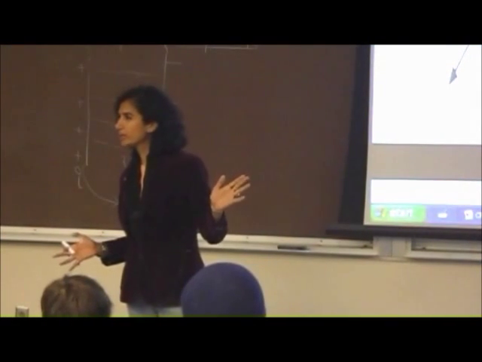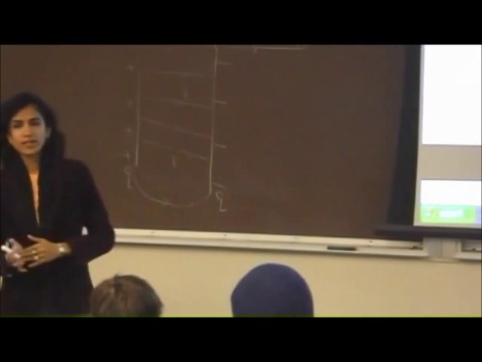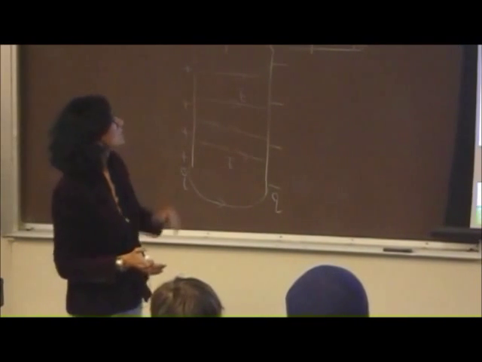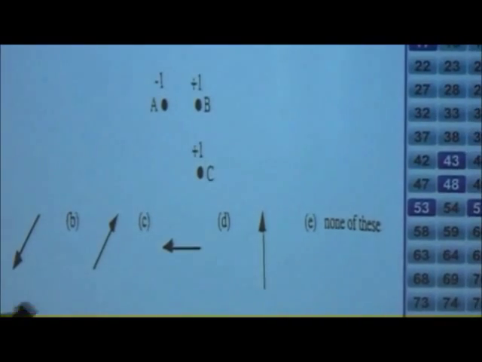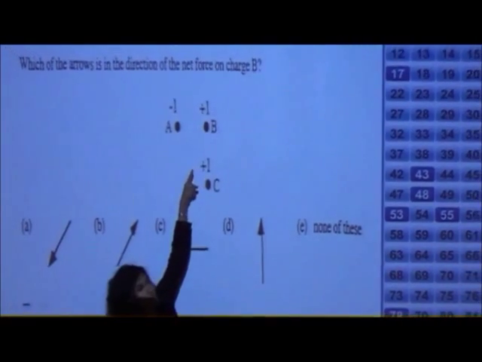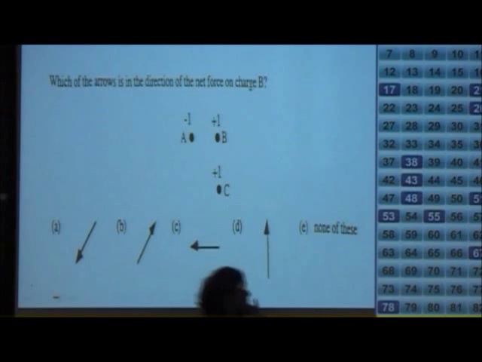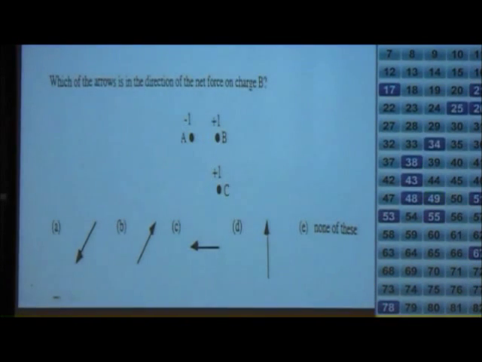Okay, so any questions about electric field lines? Is this looking good? All right, so let's do a few concept tests before we move on. So here is the first question for you. It says, which of the arrows shown is in the direction of the net force on charge B? Notice you need to focus on charge B. There are two other charges here. Please talk to a person next to you. You have 1 minute to answer this question.